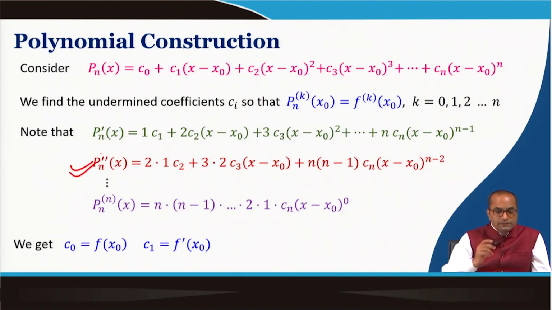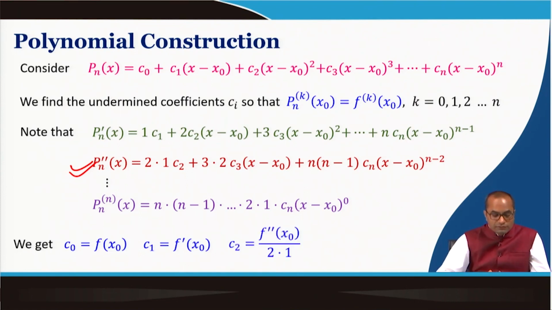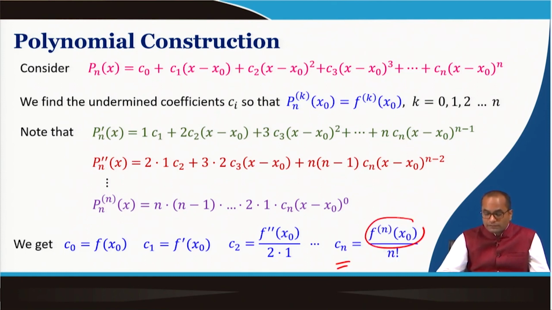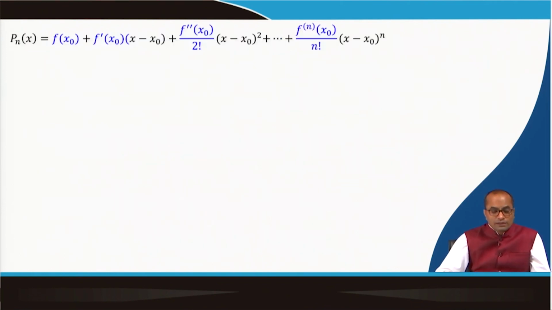Similarly, when we equate the second order derivative of the polynomial at x naught to the second order derivative of the function at x naught, we will get this c2, which will be the double derivative of f divided by 2 into 1. And if we continue this, we can get all these coefficients up to this Cn. So Cn will be the nth order derivative of f at x naught divided by factorial n. So having all these coefficients, now our polynomial is ready.